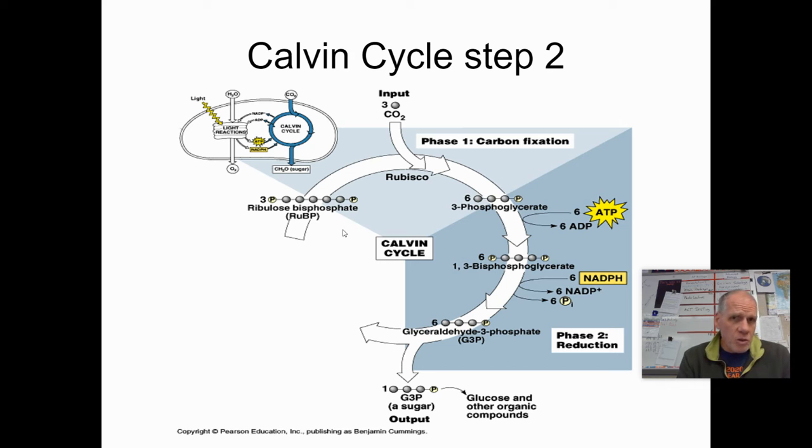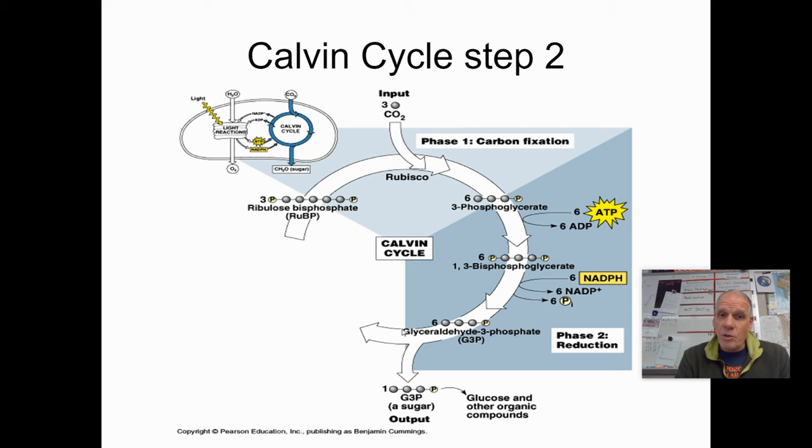I do also want you to know that we're starting off with 3 molecules of RuBP, 3 molecules of CO2, and you'll see 6 molecules of phosphoglycerate, 6 molecules of 1,3-bisphosphoglycerate, and 6 molecules of glyceraldehyde 3-phosphate. If you counted up the carbons, you'd have 15 here, plus 3 equals 18. 6 times 3 is 18.